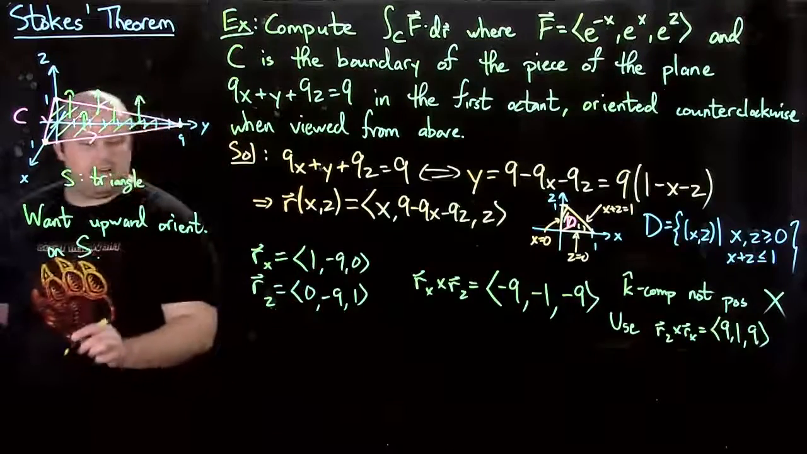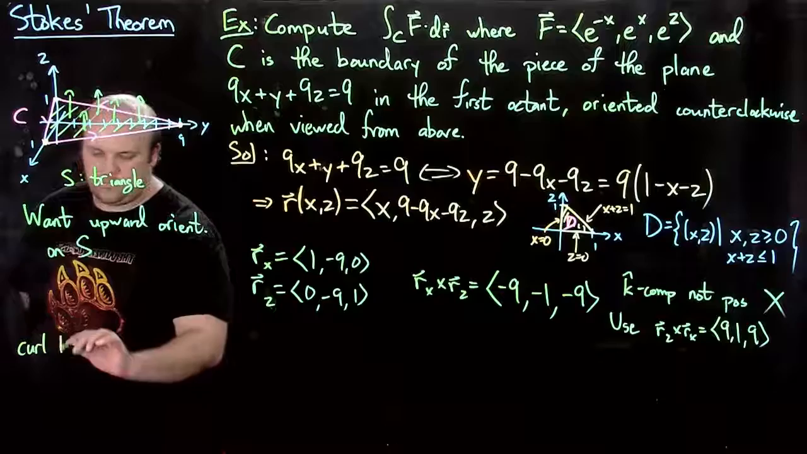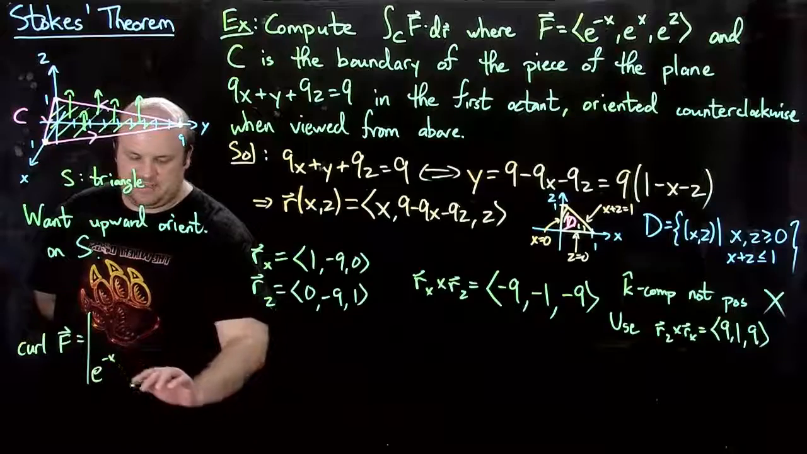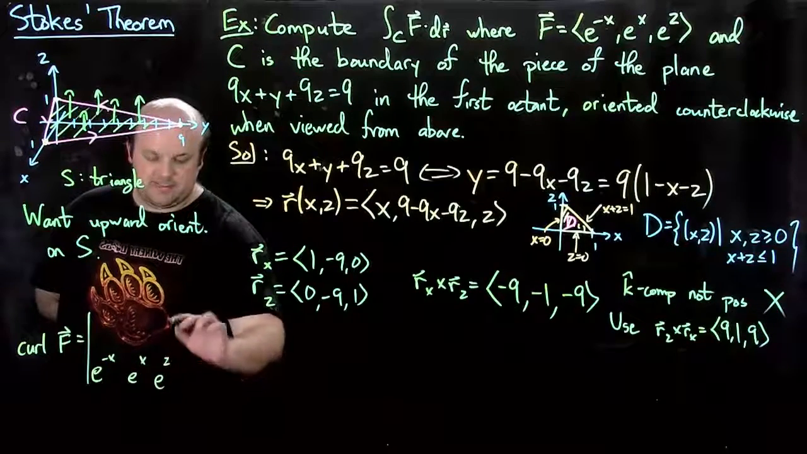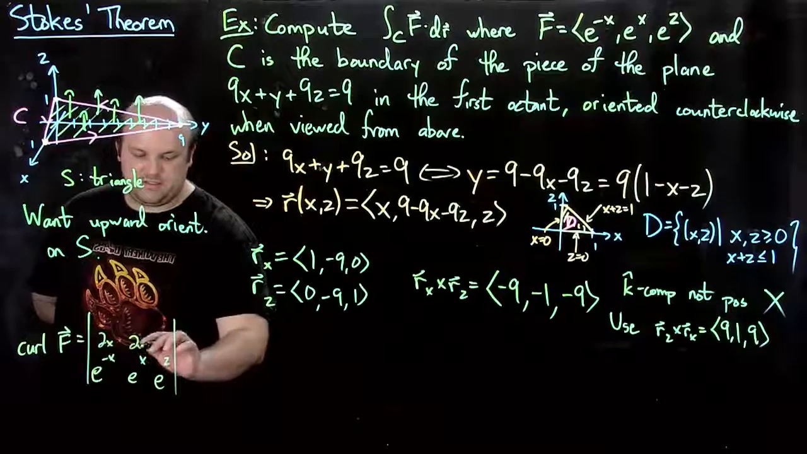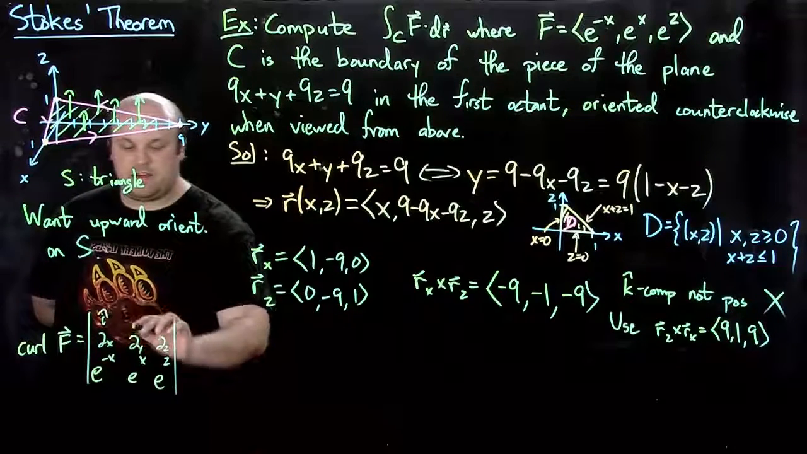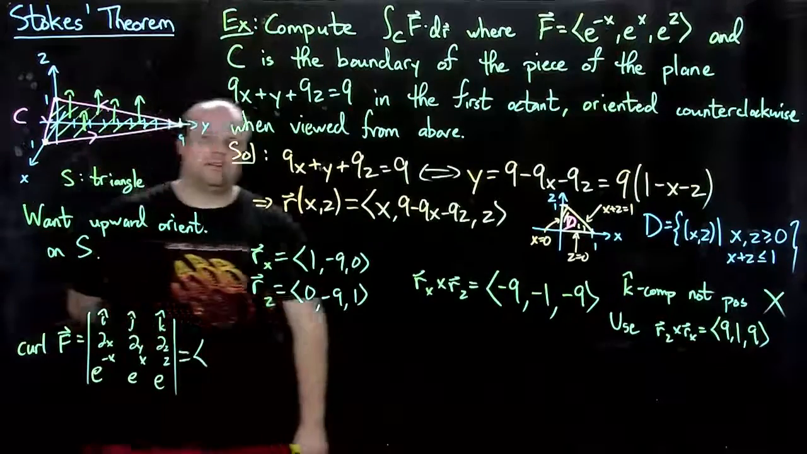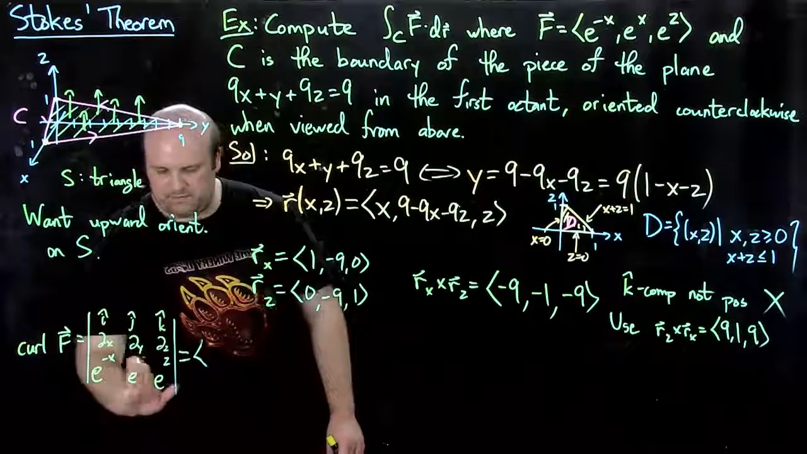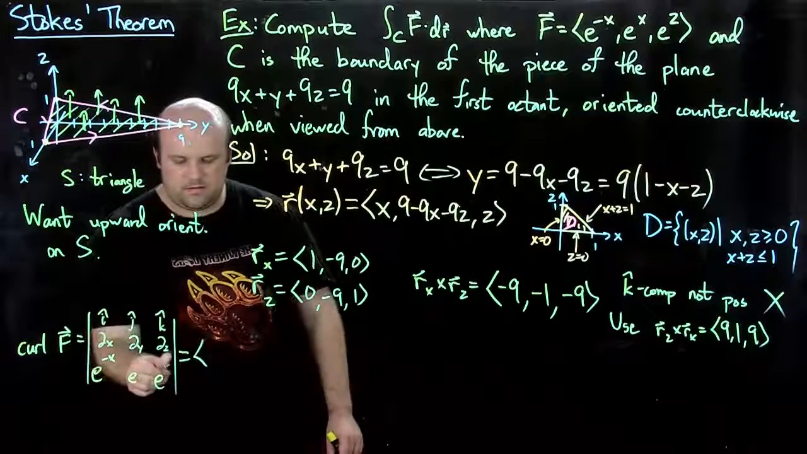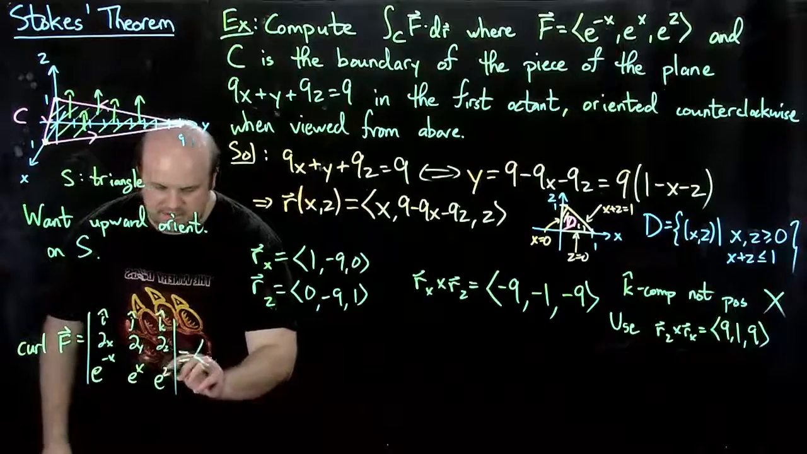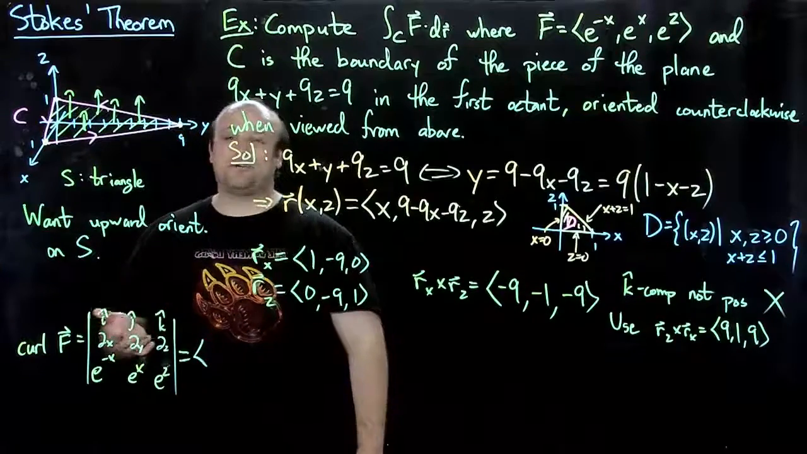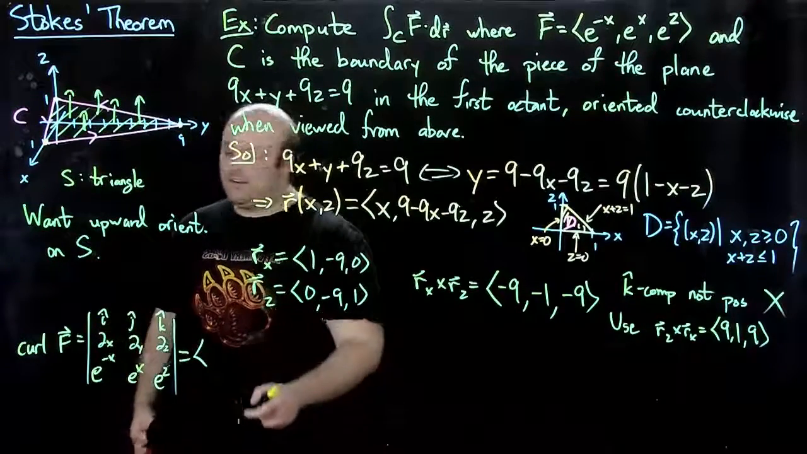So the curl of f, let's compute that over here. So f is e to the minus x, e to the x, e to the z. Del x, del y, del z, i, j, k. All right? Wow, these exponents kind of really trailed up there, didn't they? All right? So e to the x, e to the z. Now we want to take the curl of this.